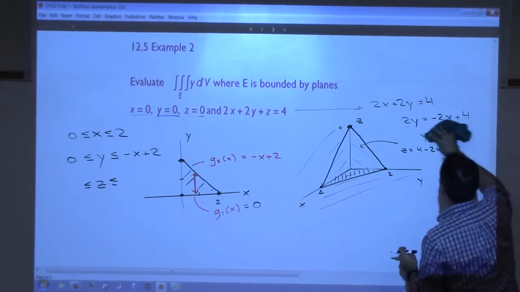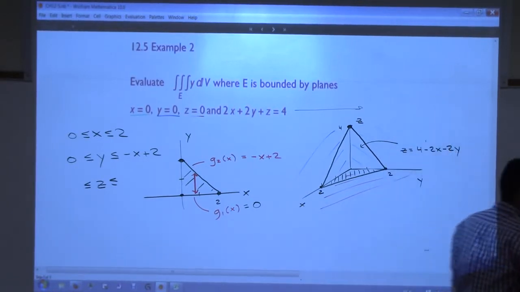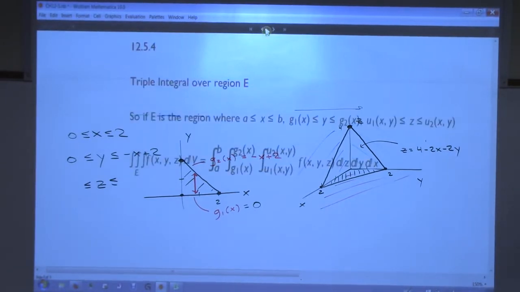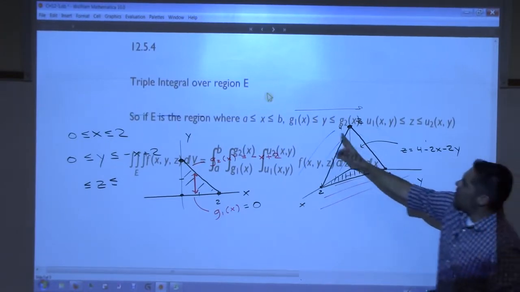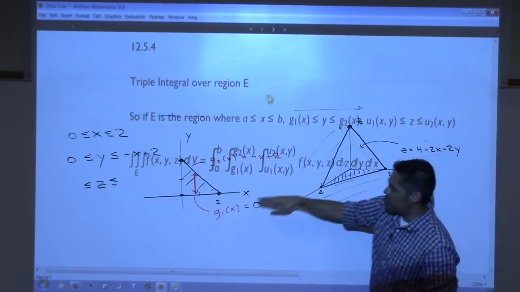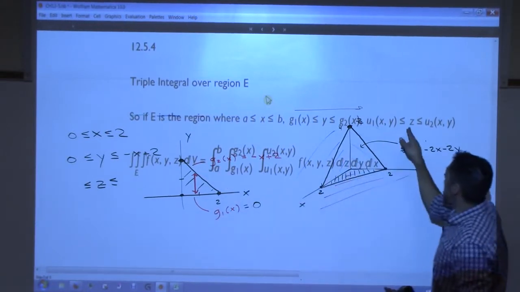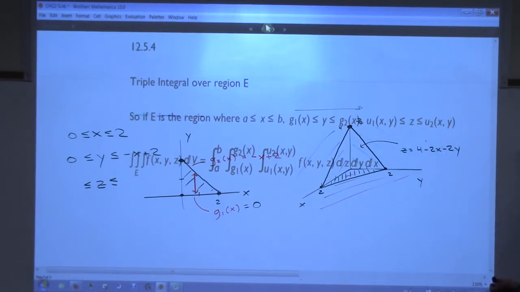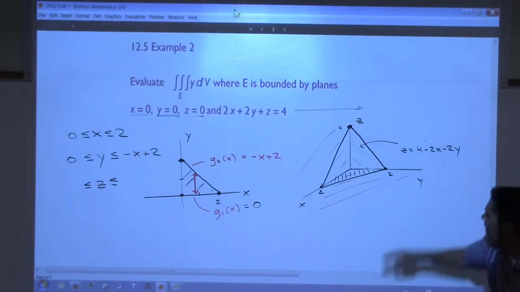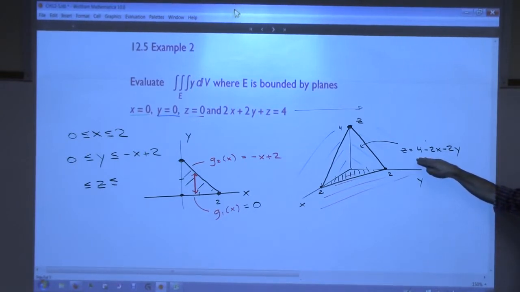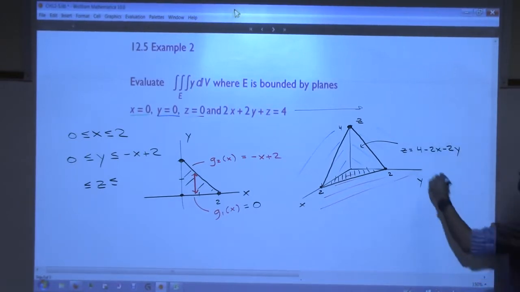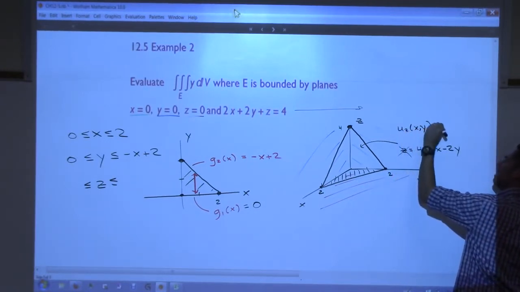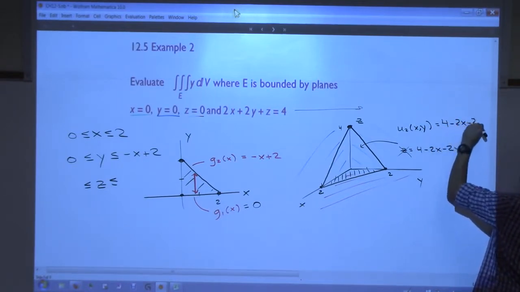Now, in terms of the formulas that I just gave you, or from the notes, I know it's hard to see. Our y's, I said, were restricted between g1 and g2. That's why I wrote g1 and g2 here. Our z is restricted between u1 of xy and u2 of xy. So this one is actually u1 or u2? u2, because it's the one on top. So I'm going to replace the z here. I'm going to say this is u2 of xy, that top surface, which is the plane.